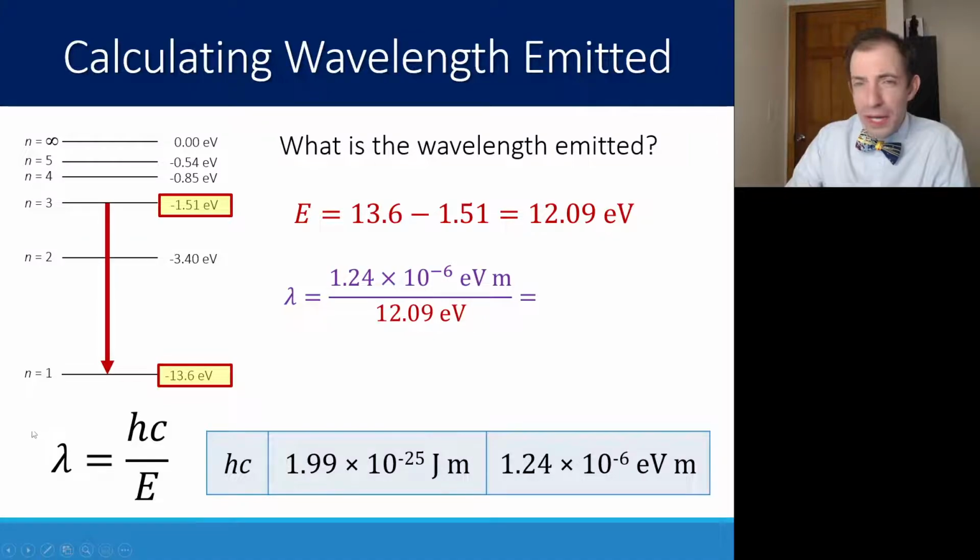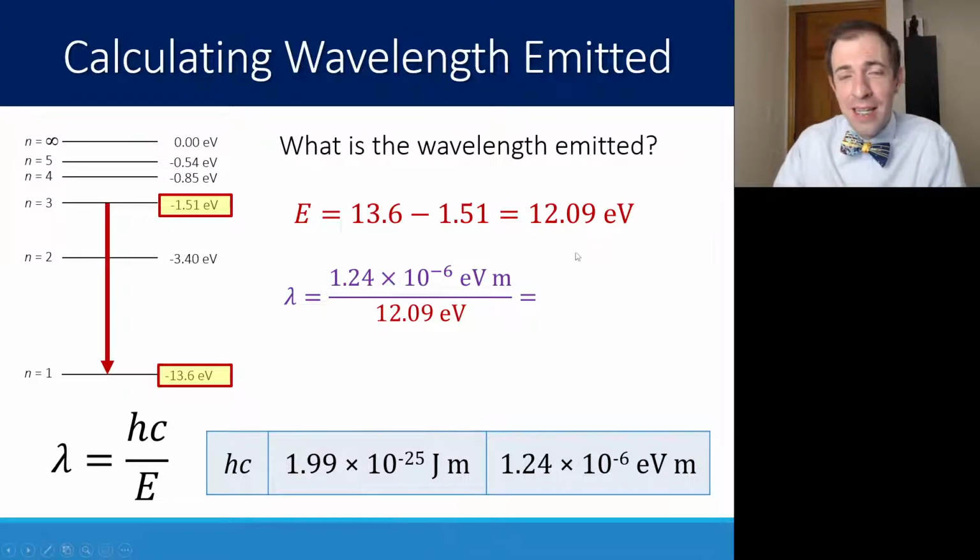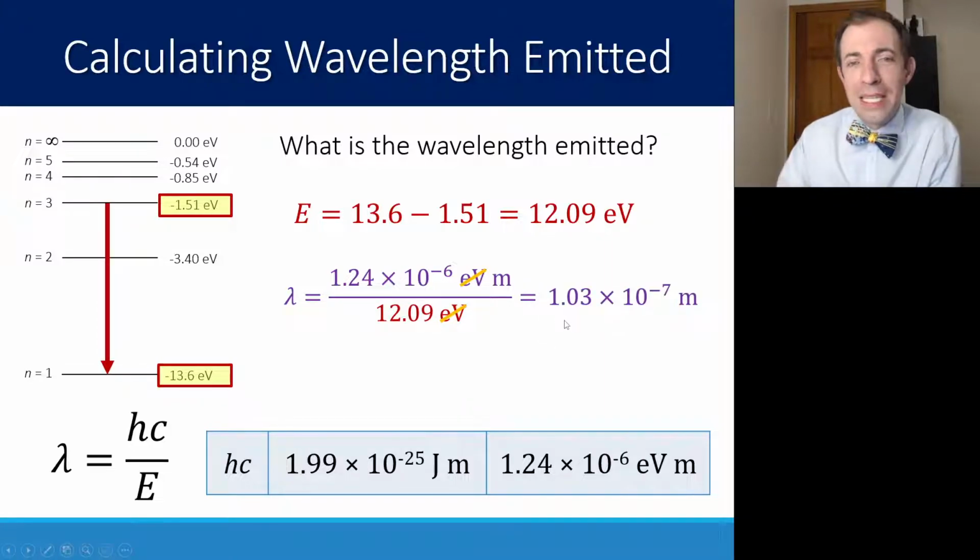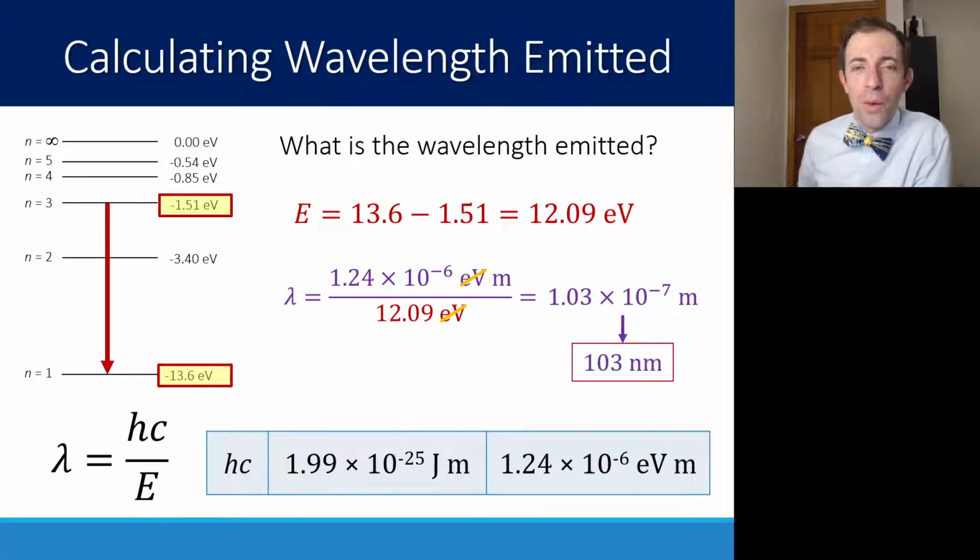Then we know this equation from before. Lambda is equal to hc over E. I know what E is now, and I know some values for hc. Remember, this is that shortcut that I found in the unit conversions part of the data booklet. I'm going to use electron volt meters because I have an energy that is already in electron volts. By doing so, the electron volts cancel. I'm left with 1.03 times 10 to the negative 7th meters, which in nanometers, if I were to multiply by 10 to the ninth, would be 103 nanometers.